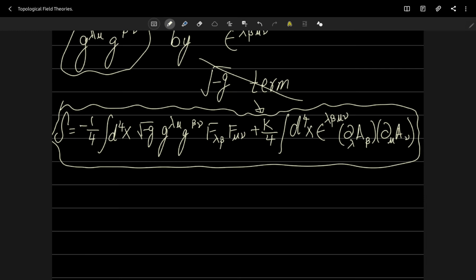Now if you look at this, the theory has a topological term, which is this one, but it also has a metric dependent term, which is this one. You can clearly see your metric over here. And so at the moment, the overall theory is not topological. But what we can do is consider the relative importance of these terms in certain situations.